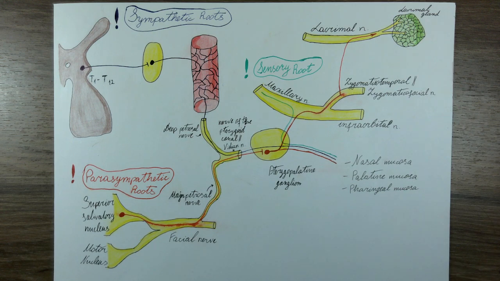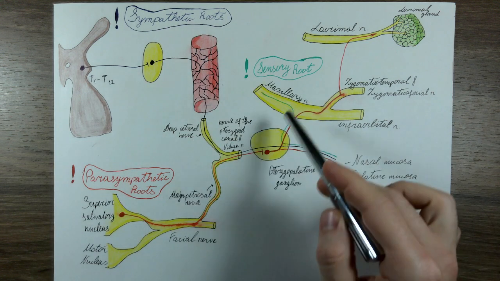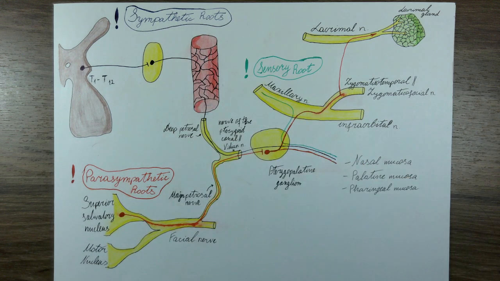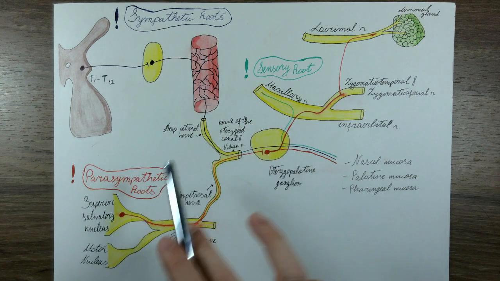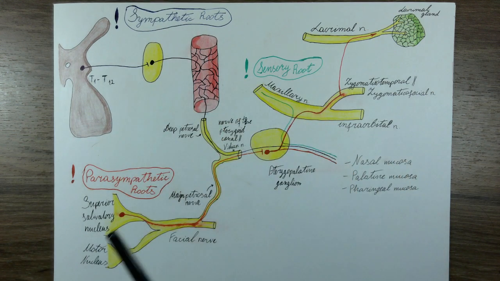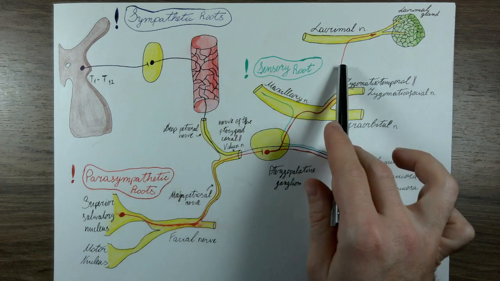And this is how usually ganglia are named. Okay, so let's go over all of the three parts of this ganglion. You have a sympathetic, a parasympathetic, and a sensory root. The sensory root is the easiest to explain.